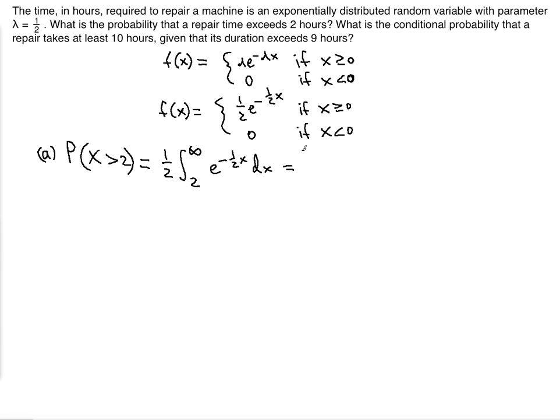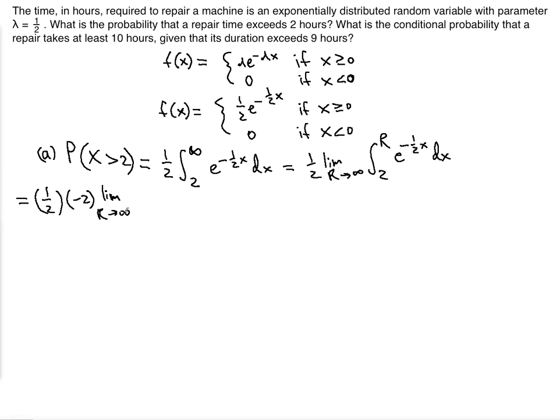As you can see, this is an improper integral, so we need to introduce a limit with a dummy variable r that approaches infinity, substituting it for the upper limit that doesn't really exist: the integral of 1/2 e to the negative 1/2 x dx from 2 to r. Using u substitution, u is negative 1/2 x, so you will have 1/2 times negative 2.